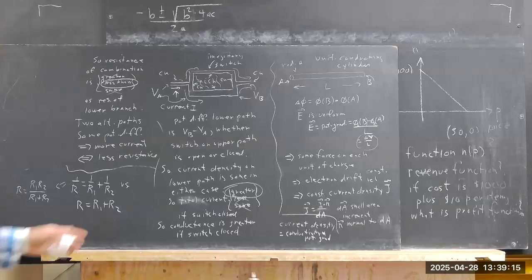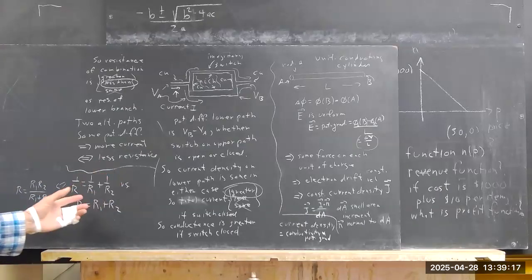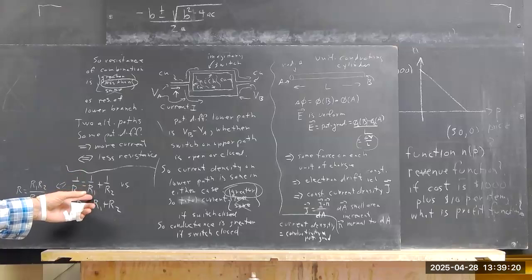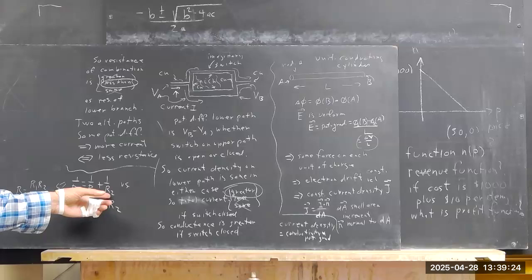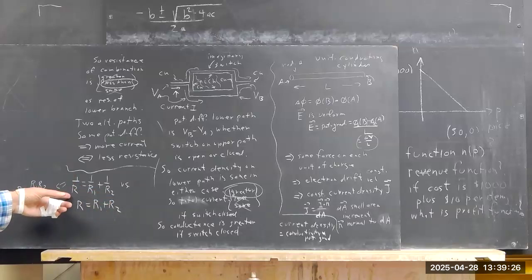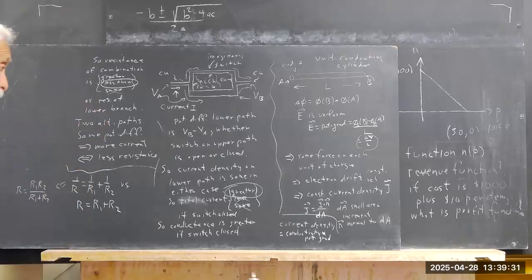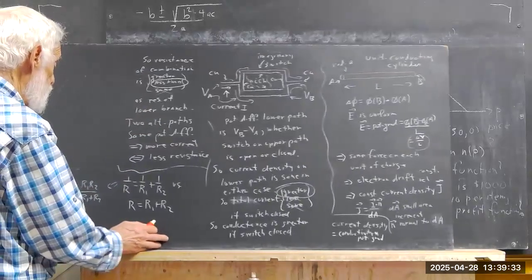Or you can just say that, well, if you didn't have R2, then 1 over R would be the same as 1 over R1, so R would be the same as R1. Now, if you got R2, that makes 1 over R bigger, which means R must be smaller. So many ways to think about that.